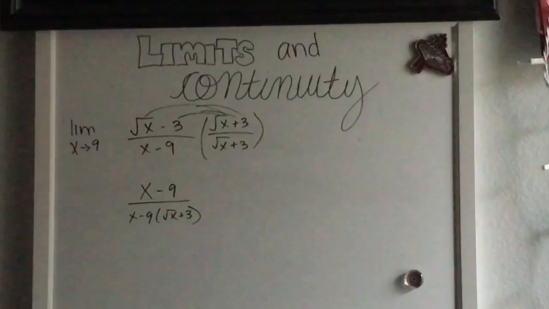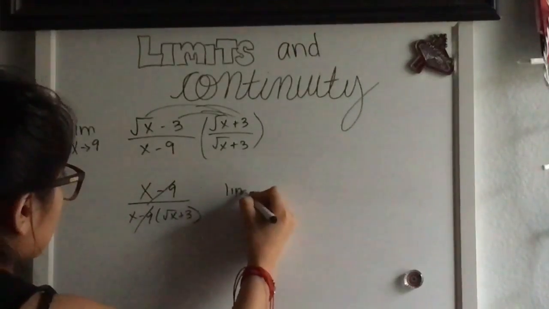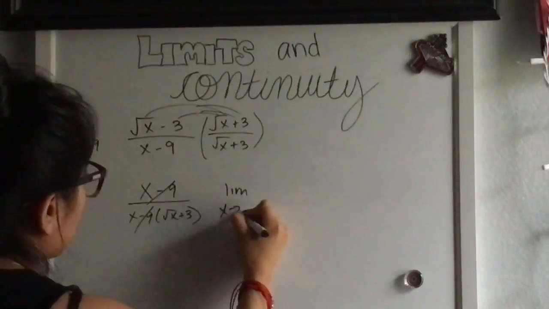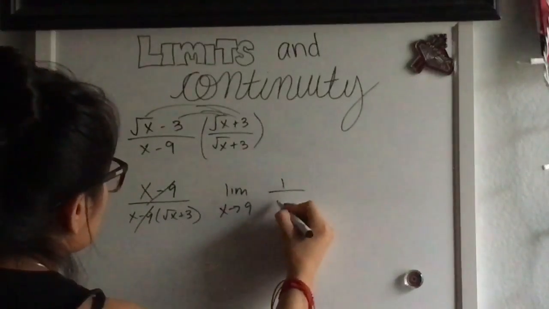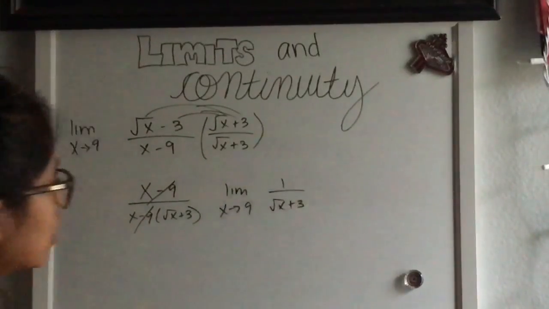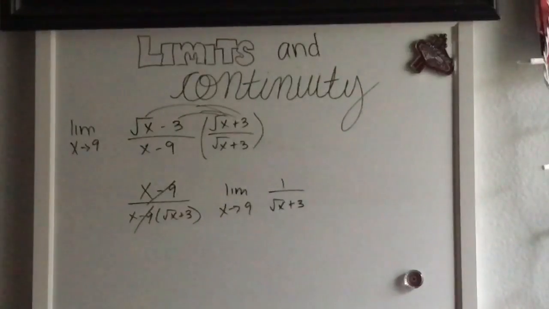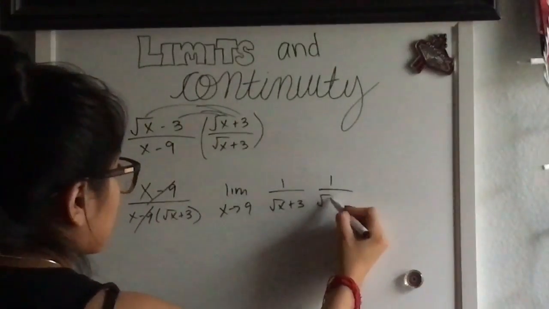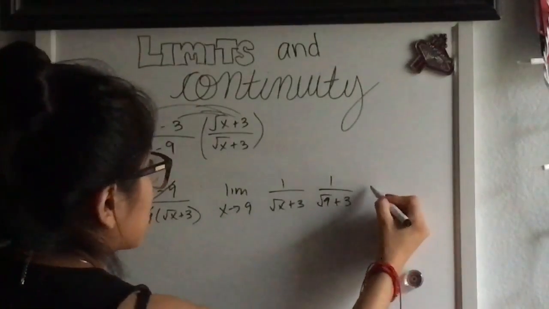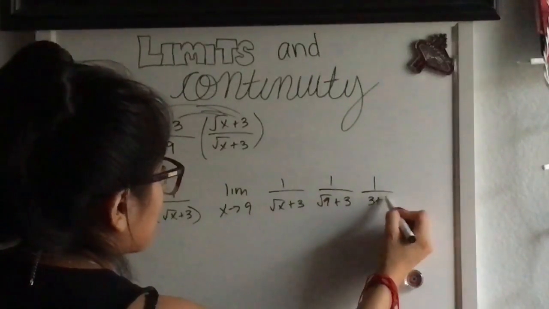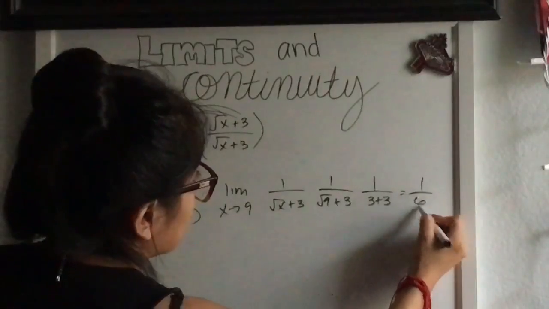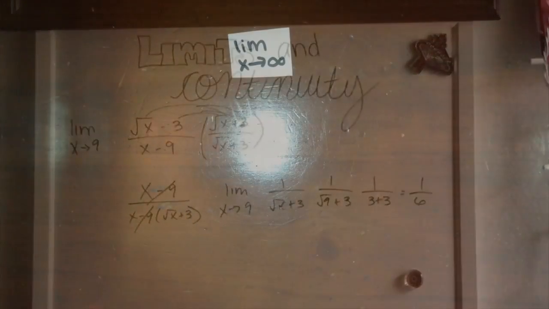Notice how I didn't distribute. This is because it's easy to cancel out, so we'll just cancel out x minus 9's. So now it'll be the limit of 1 over root x plus 3. And in that case, we'll just plug in, which will be 1 over root 9 plus 3, which will be 1 over 3 plus 3, which equals 1 over 6. And that's your limit.